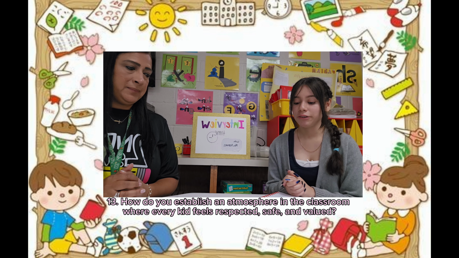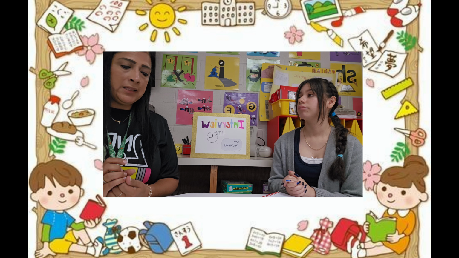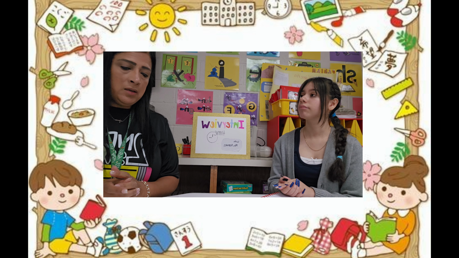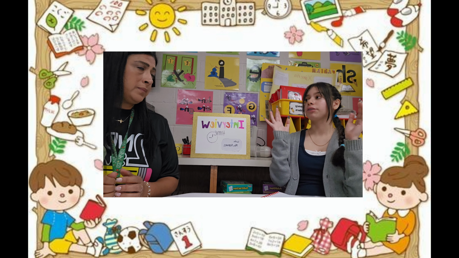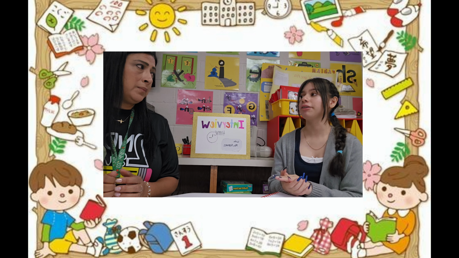How do you establish an atmosphere in the classroom where every kid feels respected, safe, and valued? I build a safe and respectful classroom by modeling empathy and setting clear expectations for kindness and respect. I make sure each student feels acknowledged, and I build a positive relationship with each one so that they may trust me and we may have positive interactions. And there's also an objective, so they have the rules of the week of what they're going to be learning, right? Yes, we have the rules in the classroom and objectives of everything that we will be doing.